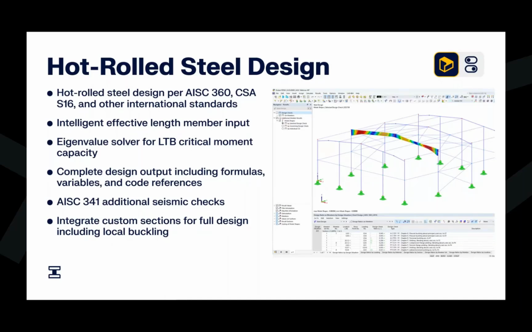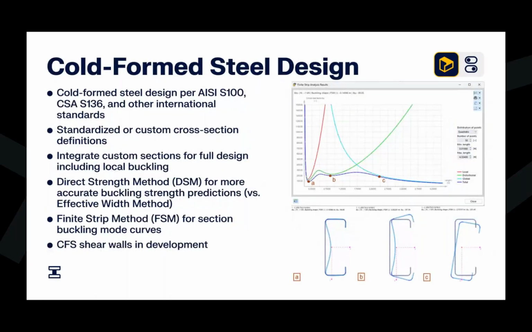Now, not only do we have access to the cross sections in the main program and materials, but we can always create our own custom cross sections, either with the parametric sections, or we can integrate with our standalone program RSECTION for full member design as well. Built up sections is another topic that, again, we can carry out the full steel design for, including local buckling checks. Moving on to cold form steel design, this includes the AISI and the CSA S136 standards.